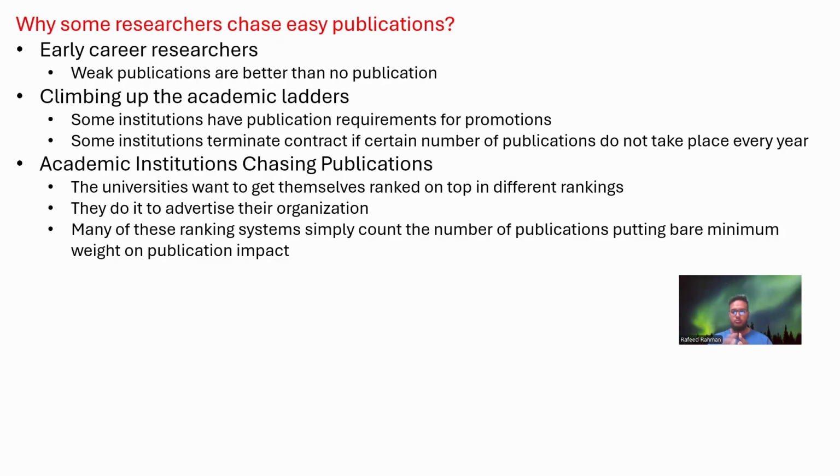Because if you want to put publication impact onto the weighing scale, then actually publication impact is different for different fields, different domains, etc. It becomes much more hectic to do those things, and it's very hard to standardize those rankings across different domains, different fields, different universities. So many of them simply count the number of publications, and so in order to get up in the rankings, the academic institutions also impose great emphasis on the number of publications, quantity over quality.